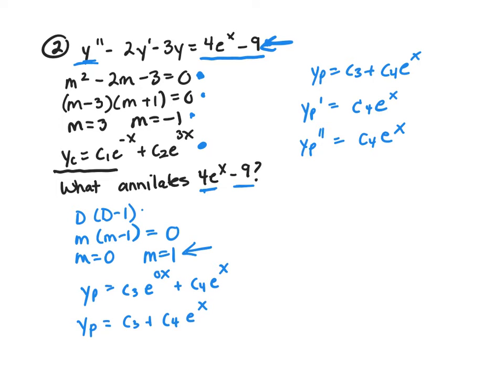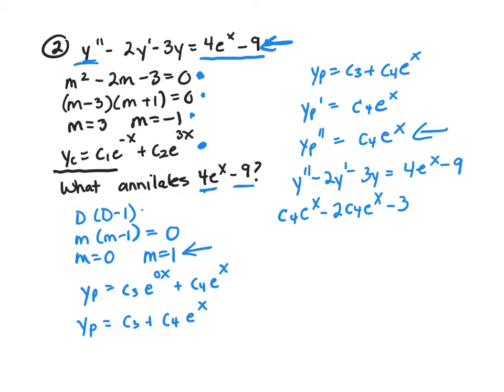All right, so what we do now is plug those back into the original. Y double prime minus 2y prime minus 3y equals 4e to the x minus 9. Keep in mind we're finding the particular solution. So y double prime is going to be c4e to the x, minus 2 times y prime, which is c4e to the x, minus 3 times y, which is my y sub p. That's going to be negative 3 times c sub 3 plus c sub 4 e to the x, equals 4 e to the x minus 9.